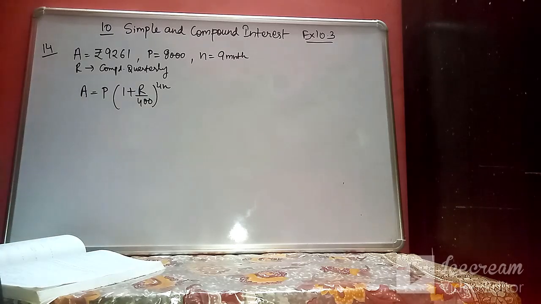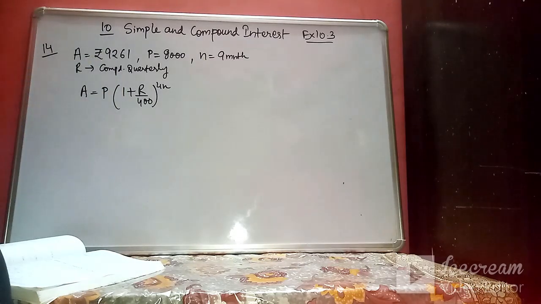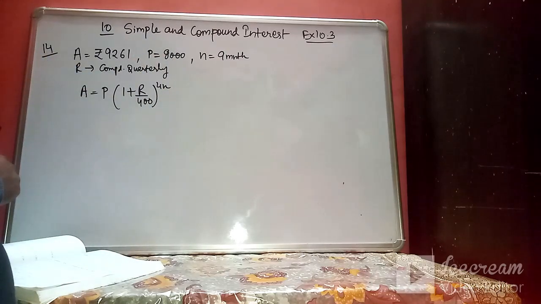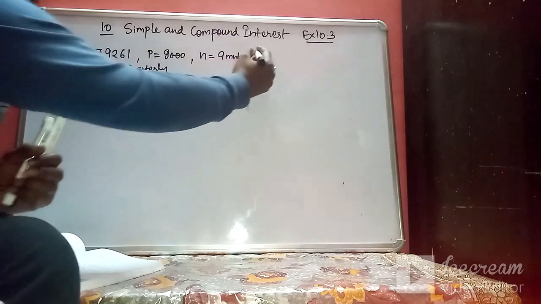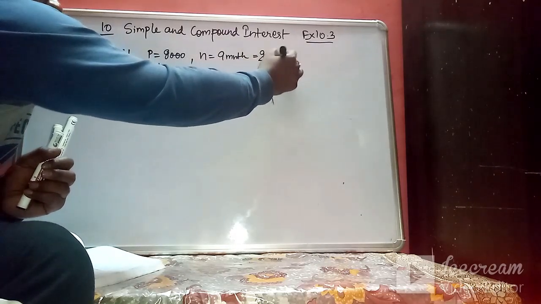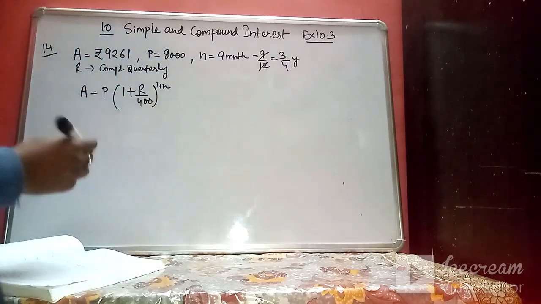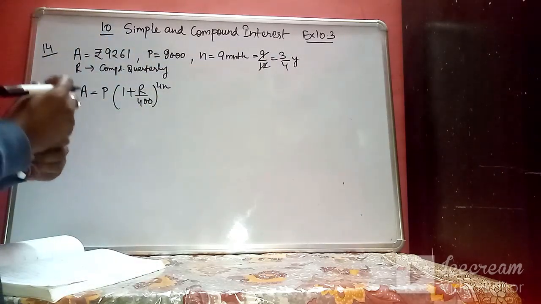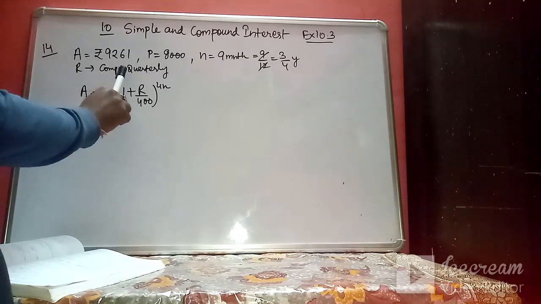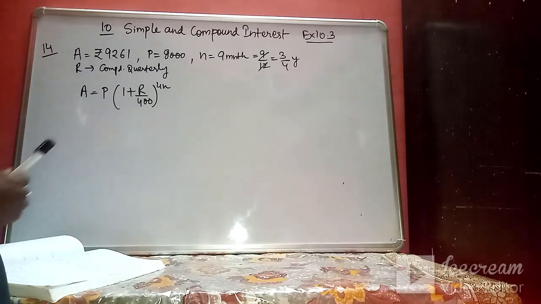Okay, then let's see the last question of this exercise, question number 14. Salma had to pay an amount of 9,261 to clear a loan of 8,000 rupees in 9 months. So first of all we will convert this 9 months into the year. So it becomes 3/4 year. And rate of interest is compounded quarterly. So in the previous question, rate of interest was compounded half yearly. Here the rate of interest is compounded quarterly.